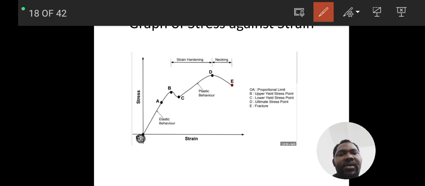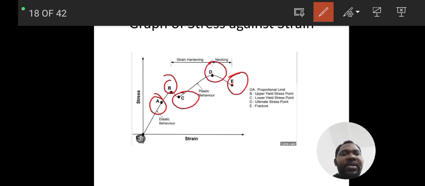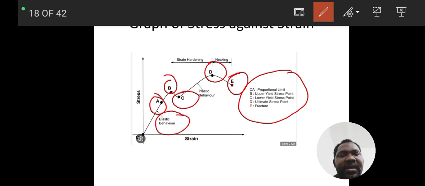Okay, this is point A, this is point B, point C, point D, point E. And each of these points represents different things, just like we have written here. You can see that from O to A, that is elastic behavior. I'm going to explain that, and the behavior here is elastic, and why the behavior here is plastic. We're going to get the definition soon.